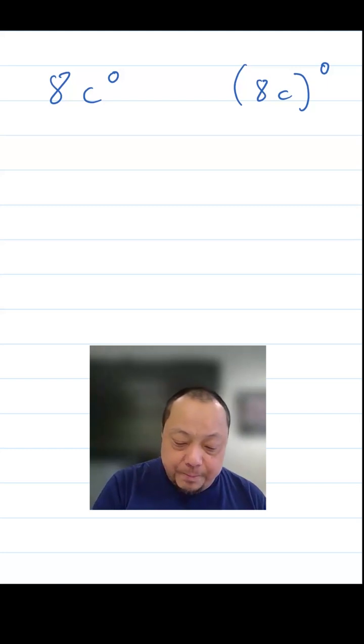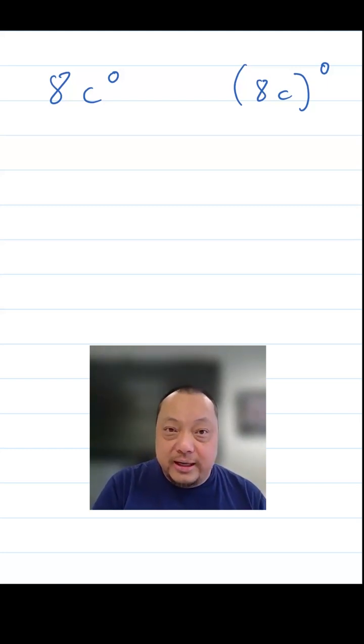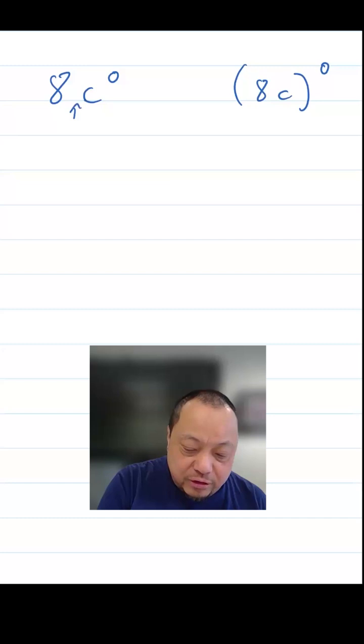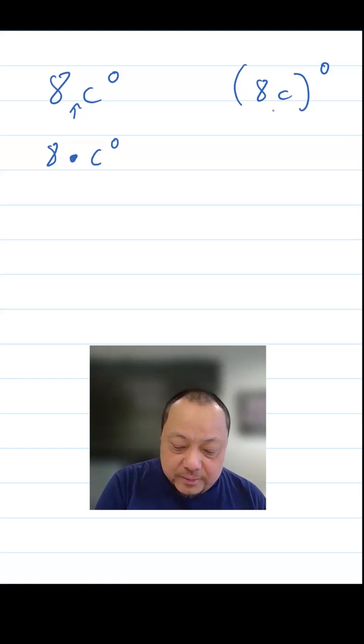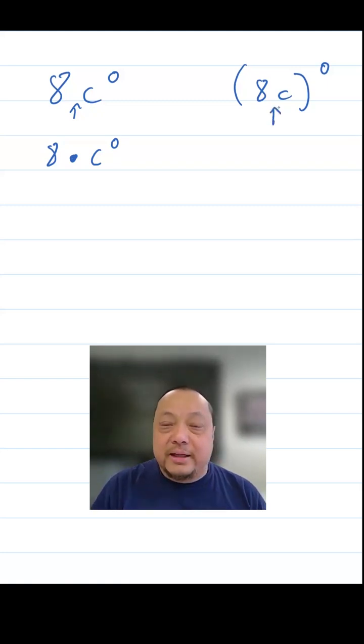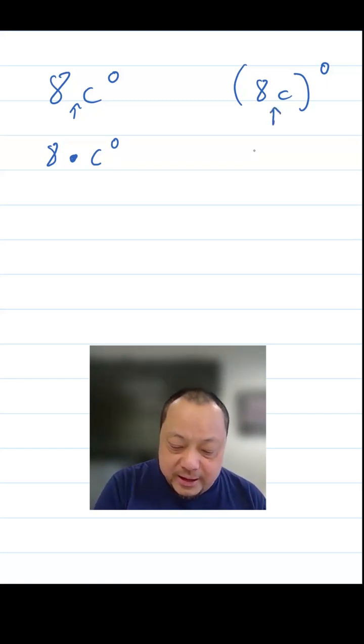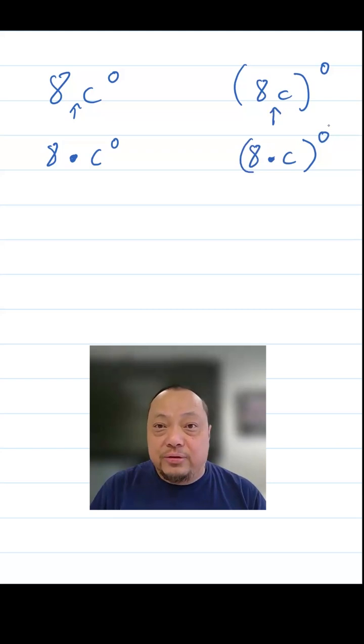I'll do it now. So the expression on the left, there's a multiplication right there. So I'll write it as 8 big dot c to the power 0. The expression on the right also has a big dot right there in multiplication. So I write in 8 big dot c, and let's not forget to copy down everything else. So the parentheses and the power 0.